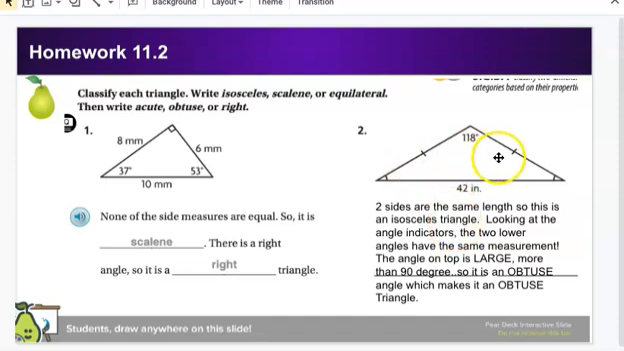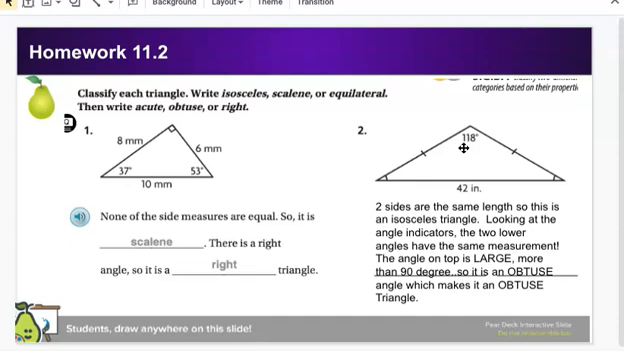Now, do you see these hashes? That is a visual representation telling you, the reader, that these sides are the same length. The same thing as these angles. Do you see how these have one kind of arc? That's a visual clue that these angles are also the same measure. Now, it's giving you the measurement of this big angle because it's greater than 90.